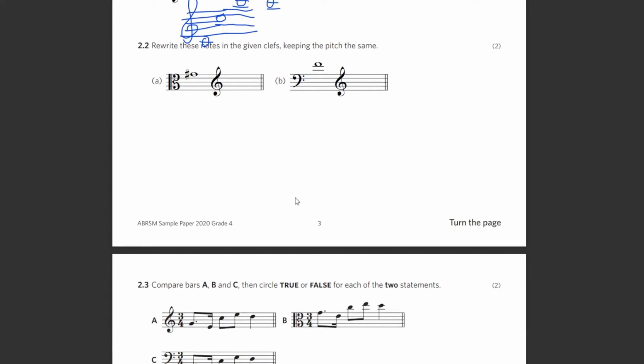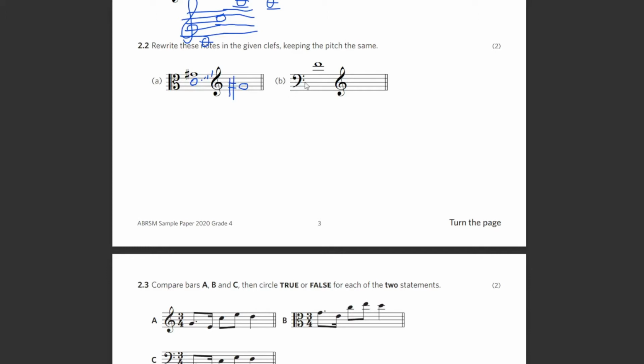Now, let's take a look at this. They are asked to rewrite these notes in the given clef, keeping the pitch the same. To do such a question, let's use middle C as a reference. So this is C, D, E, F, G. So this is G sharp. It's the G sharp right above middle C. So it is this here.